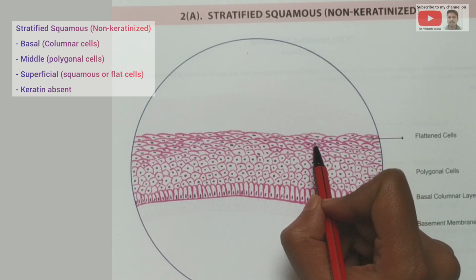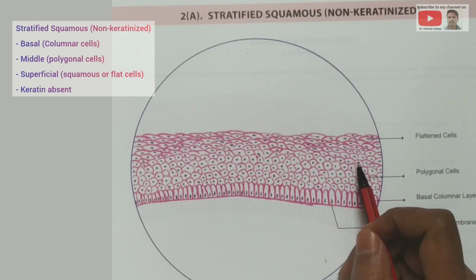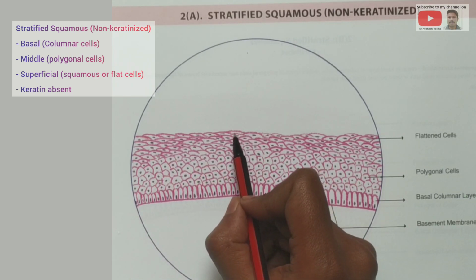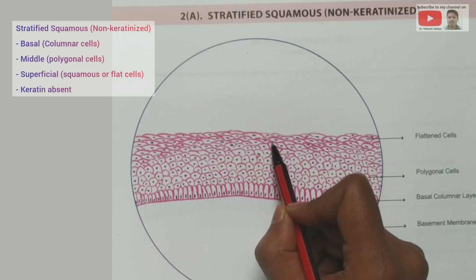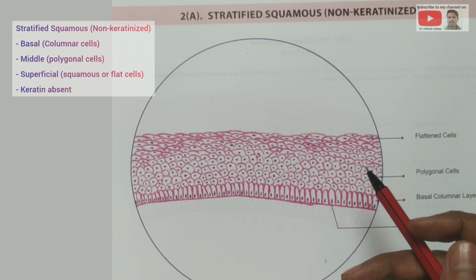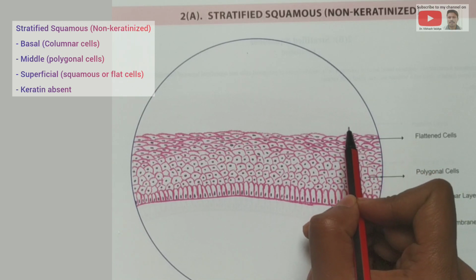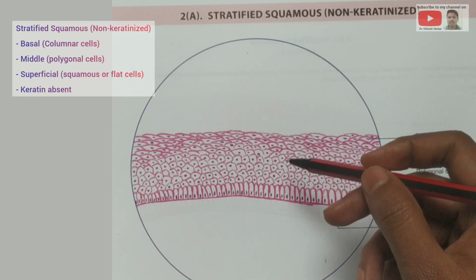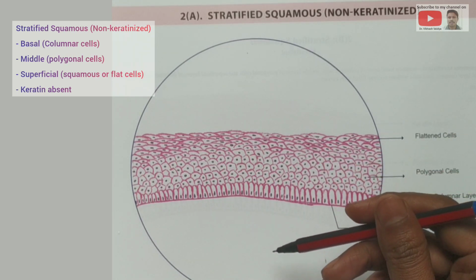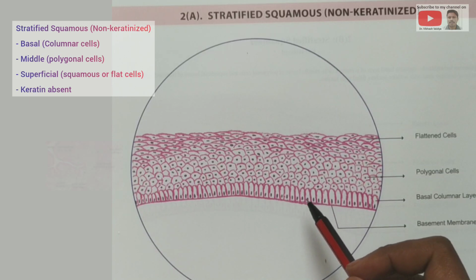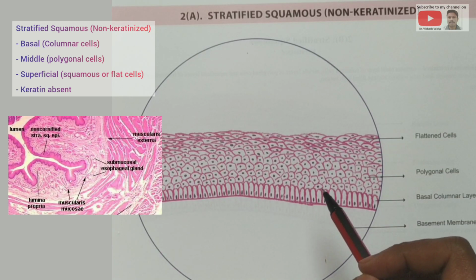And this type of epithelium is identified through the superficial layer. The superficial layer is flattened cells, that's why this epithelium is the stratified squamous epithelium. And here you can see over the superficial layer there is no keratin layer, so that's why we call this epithelium non-keratinized epithelium. This non-keratinized stratified squamous epithelium is present in the mucosal lining of the esophagus and oral cavity.